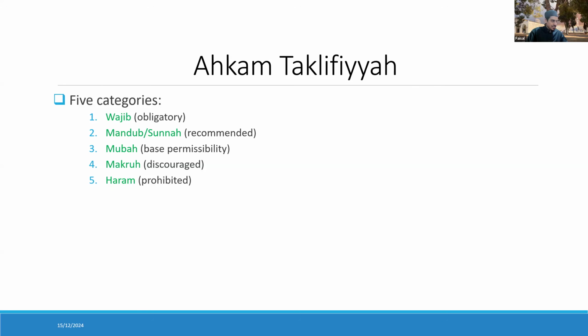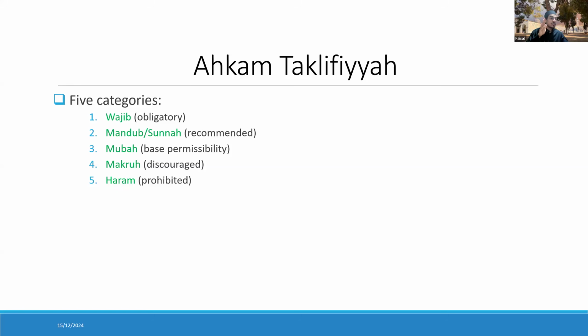And then you have things that are discouraged, right? Being things that you're rewarded for abstaining from, but you're not sinful for actively doing. And then you have things that are prohibited, which are things that you're sinful for carrying out, and you're rewarded for abstaining from. And so these are the different categories.